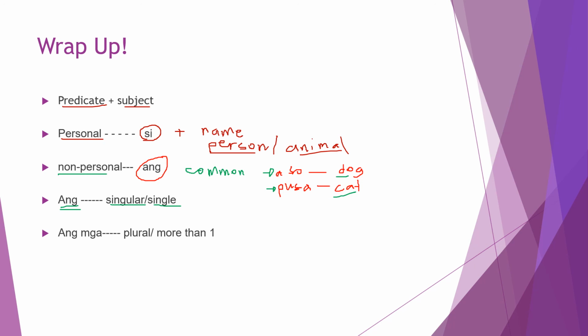The last one is ang mga. It shows plurality, more than one. It's not single. So we can also say ang mga aso or the dogs. Ang mga pusa, the cats. Okay, you just have to add S if it's in English, but in Filipino it's ang mga.